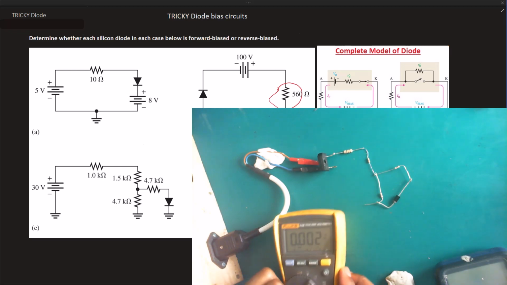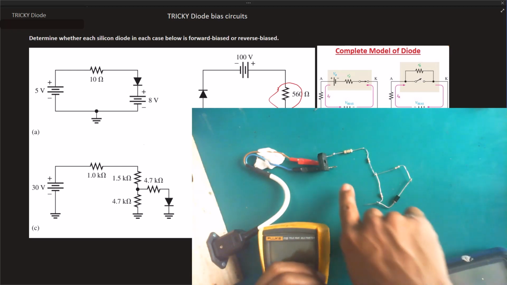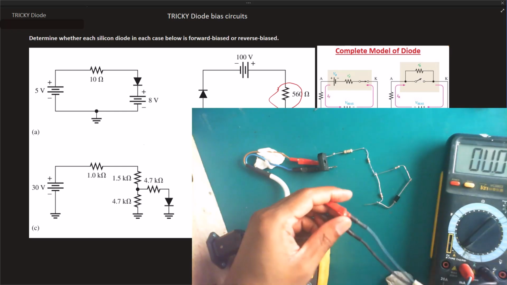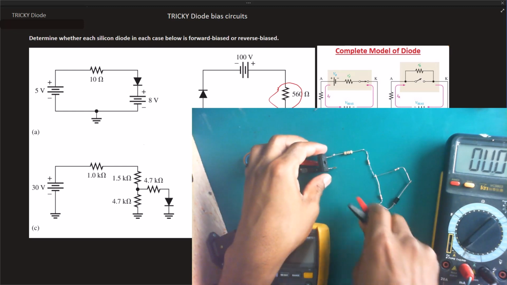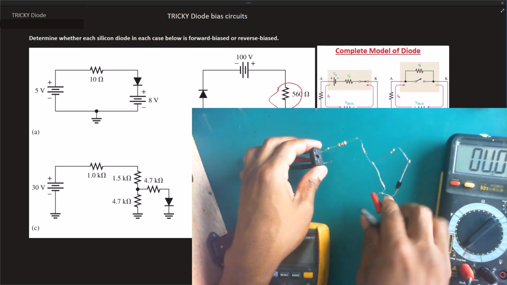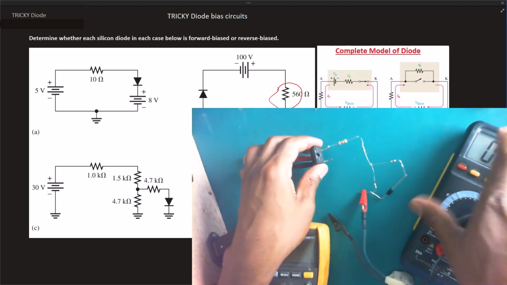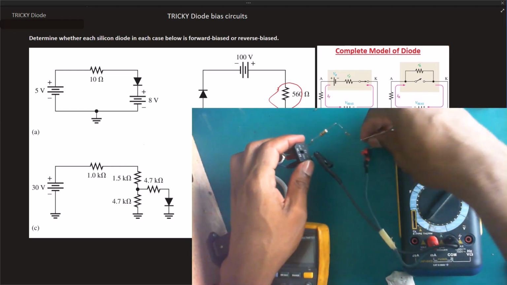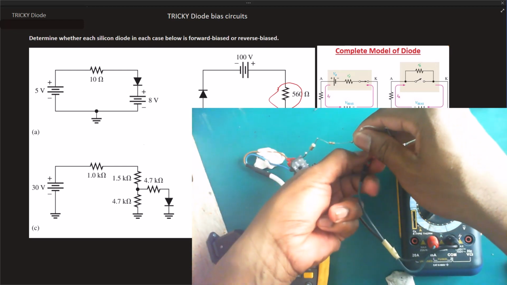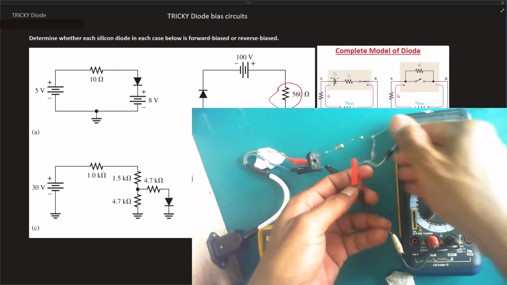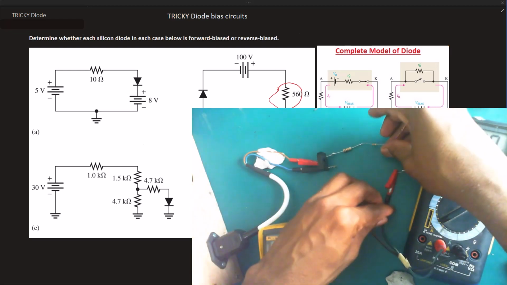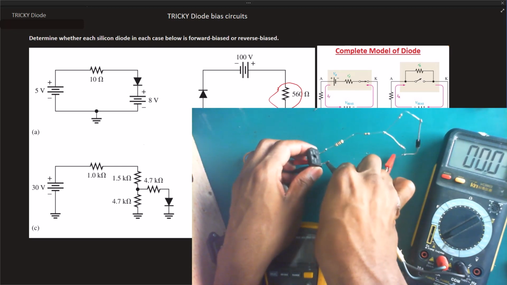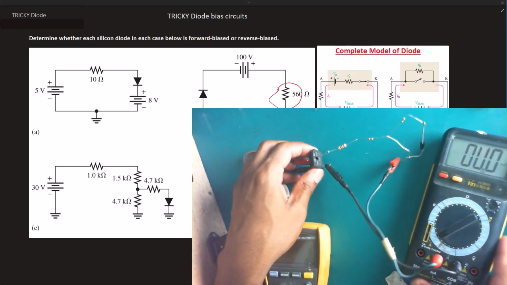Let's turn it off. Now what I'm going to do, instead of connecting a wire here, I'm going to connect my ammeter so that I can measure the current that is going to go through this circuit. Like I said, this is not a pretty looking circuit here, but we just want to prove that our diode is indeed forward bias. This one just needs to come back like that.